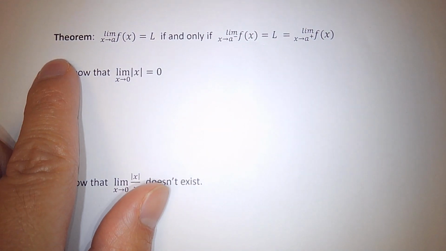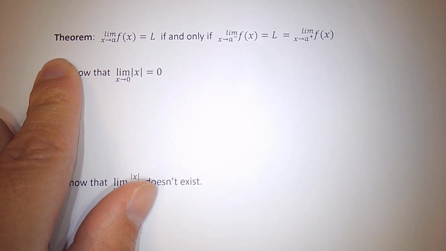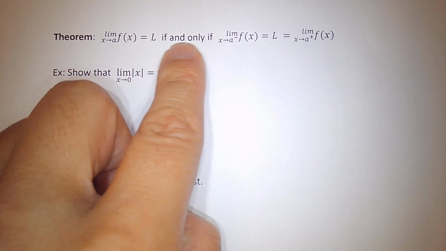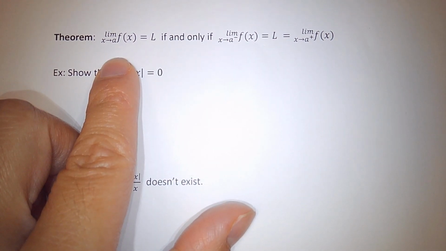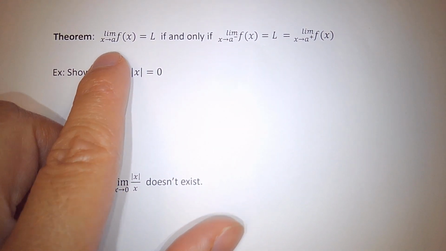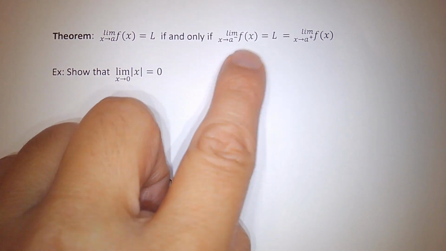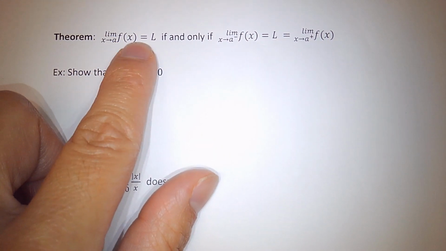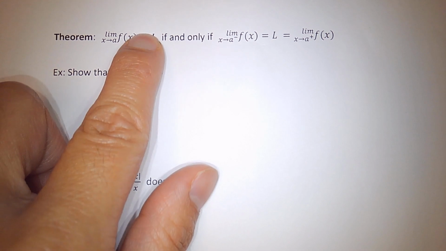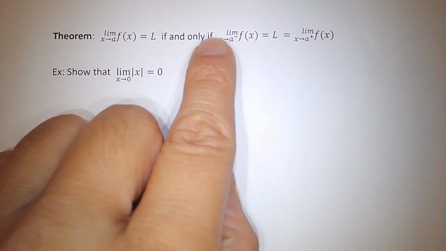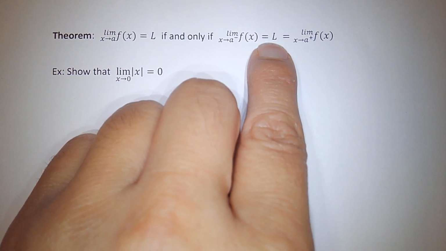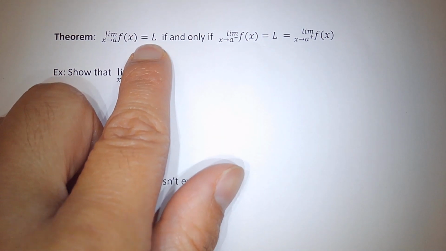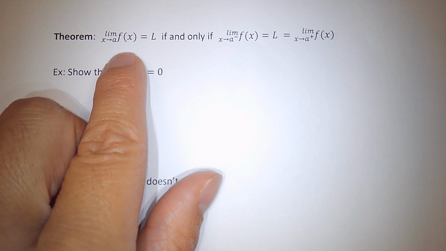Does this theorem look familiar? We actually did it last time. It's a repeat, not new for us. Remember last time there was no L. We talked about the limit of f of x as x approaches a existing if and only if the left-hand limit equals the right-hand limit. But this time the new part is equals L. We have a specific value for the limits.